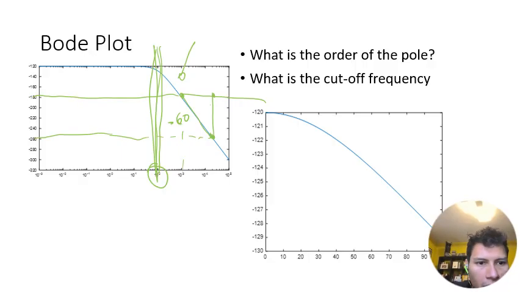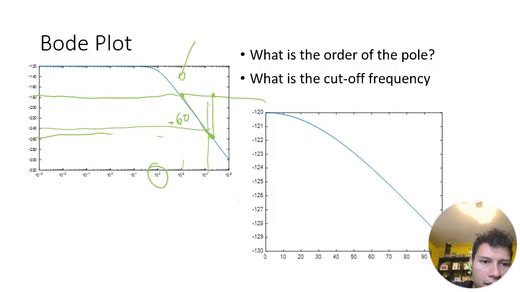60 or 80? This is 10 to the 3, this is 10 to the 4. Okay, so I should go down to here. Yeah, so it's more like 60, not 80. So you fall by 60, so that tells you what is the order of the pole? Well, the order of the pole has to be 3 because your slope is negative 60. It goes from 1 to negative 60.